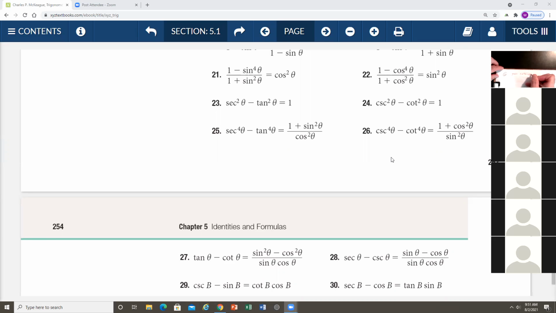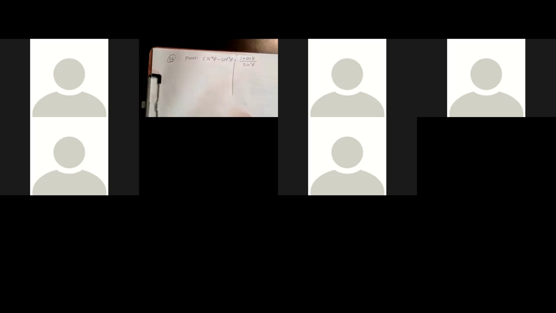What side would you want to work with, left or right side? The right side. Okay, you want to work with the right side. All right, let me think here now. If we work with the right side, what are we going to do? What are we going to do to that right side, ladies and gentlemen, to try to show that the right is equal to the left?